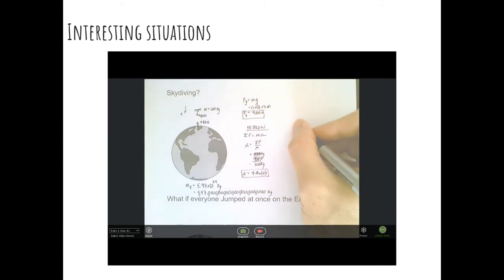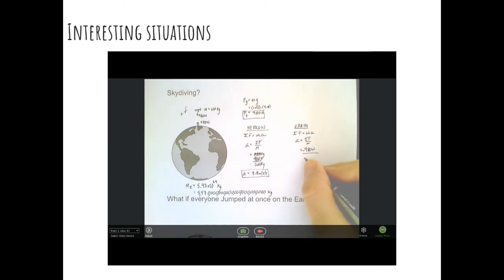Let's check out the Earth, and that's down as positive. Here's the Earth, okay? Well, the Earth is also going to experience an acceleration proportional to the force and the mass. The force is 980 newtons negative because it's pulling up. But the mass is 5.97 times 10 to the 24 kilograms, or that big, massive number.